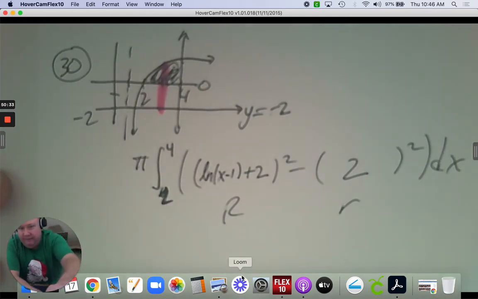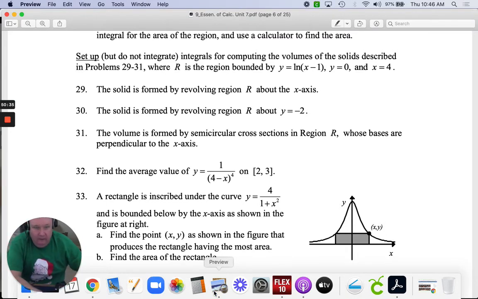Number 31. Same question, so I'm going to just draw it again because I love drawing so much.